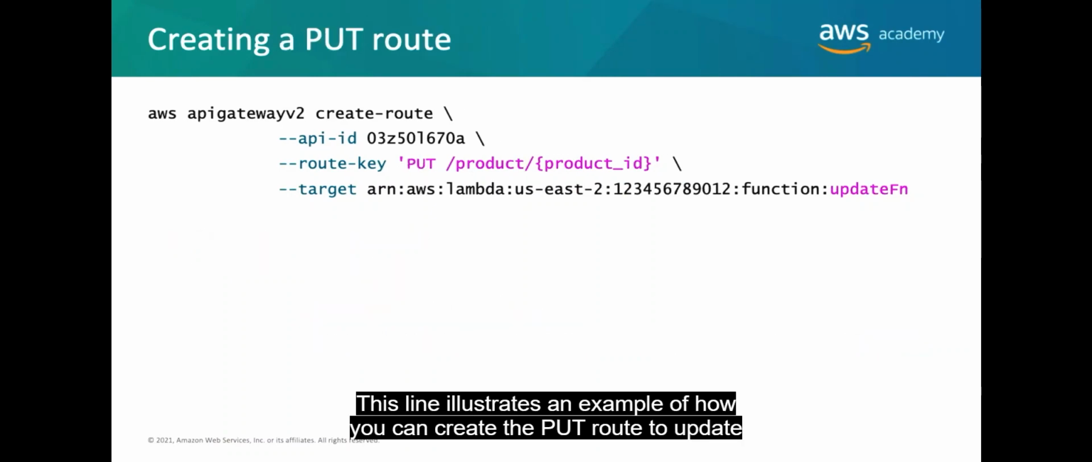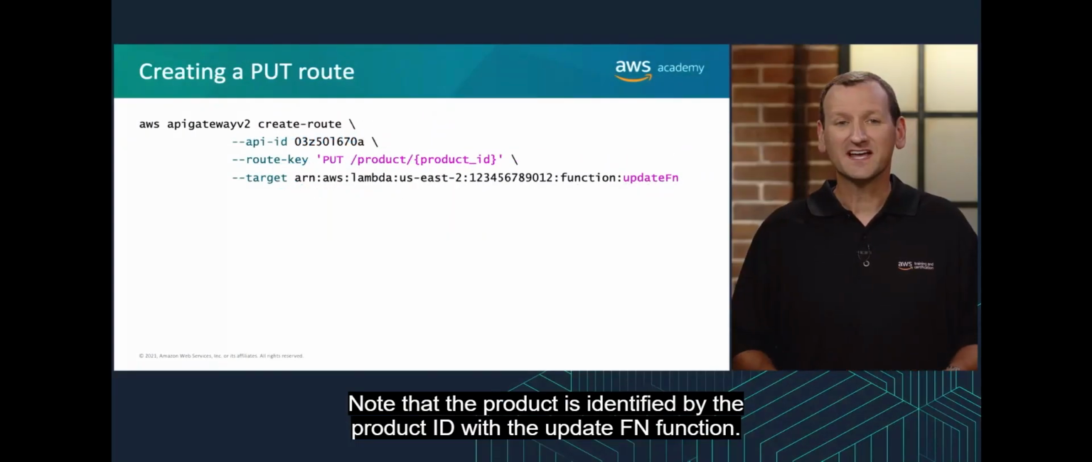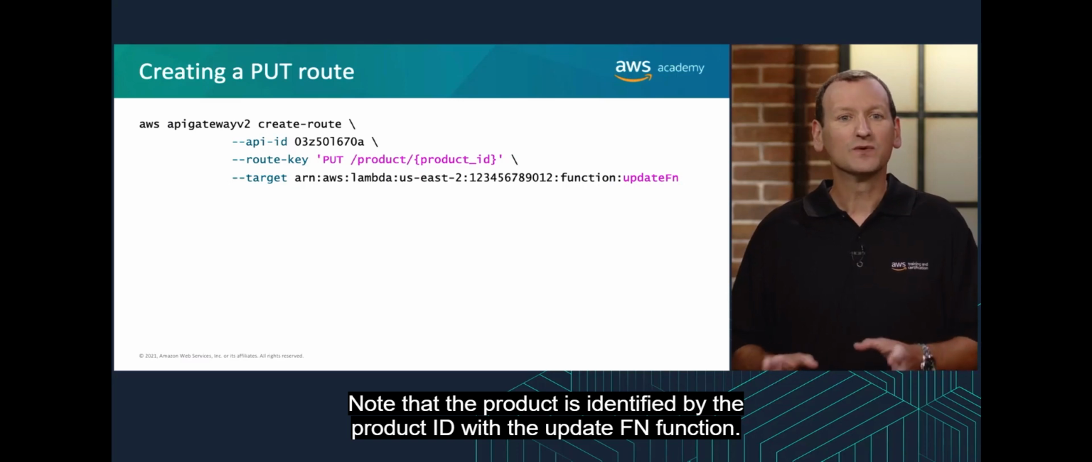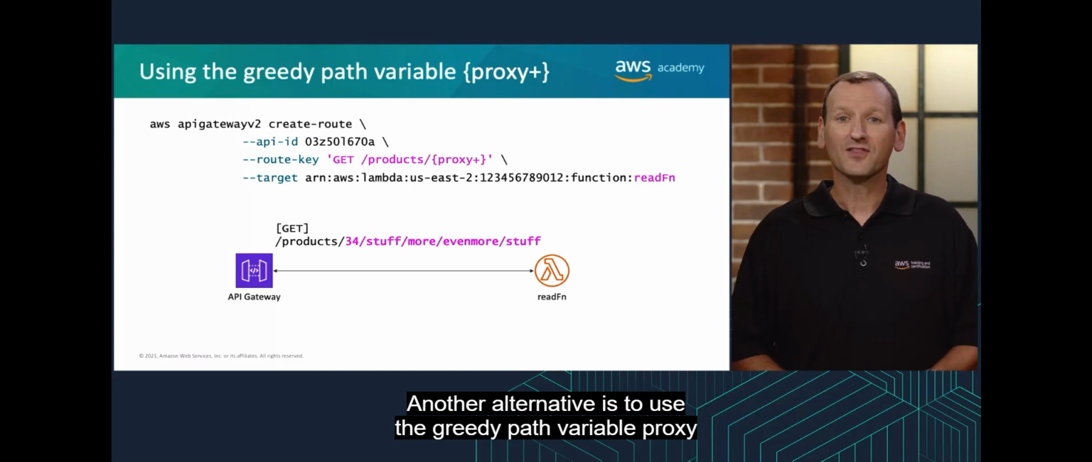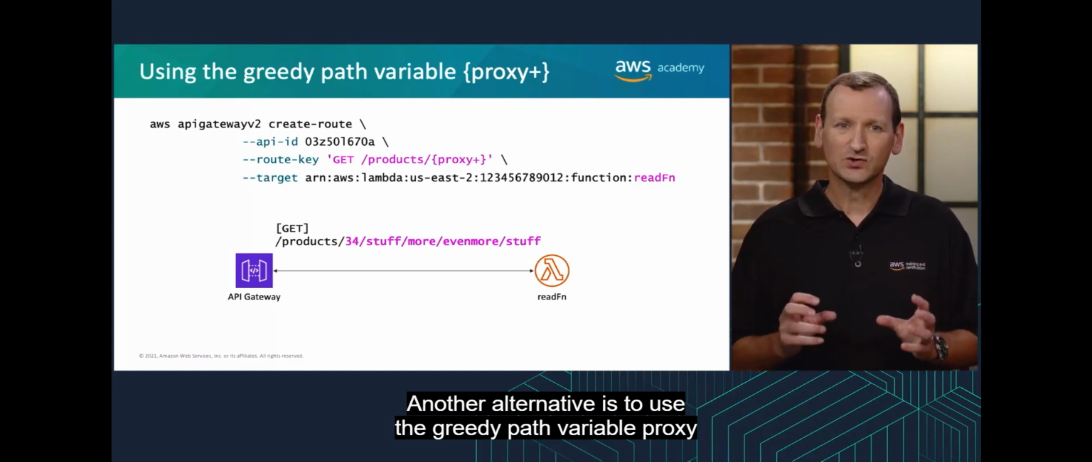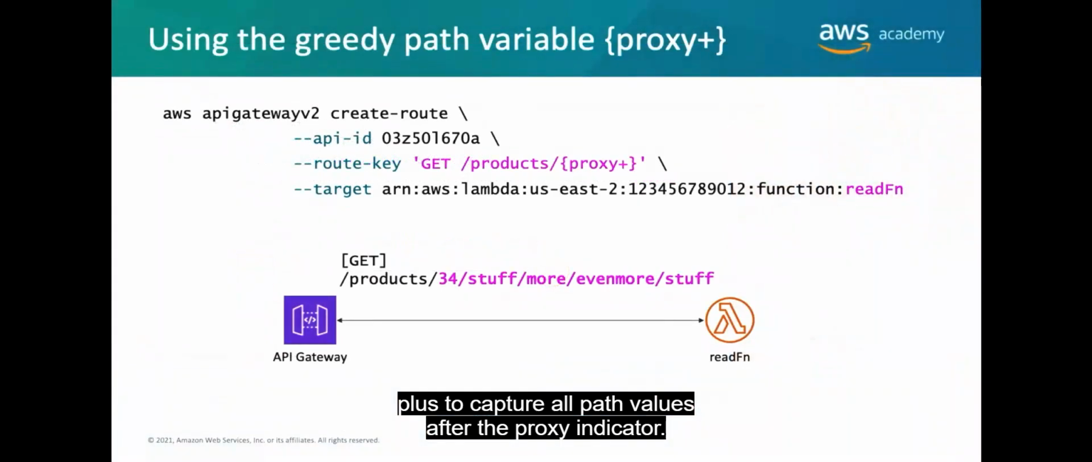This slide illustrates an example of how you could create the put route to update a specific product. Note that the product is identified by the product ID with the updateFN function. Another alternative is to use the greedy path variable proxy plus to capture all path values after the proxy indicator.